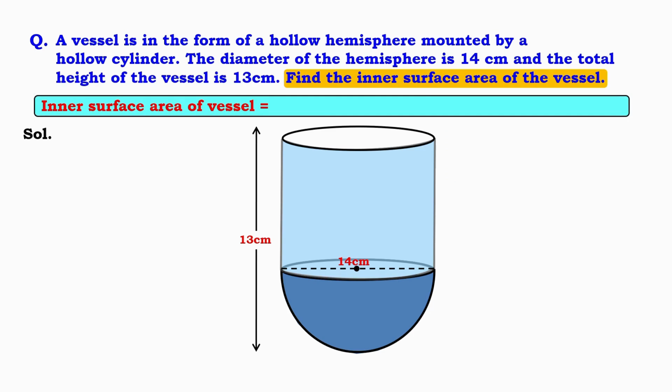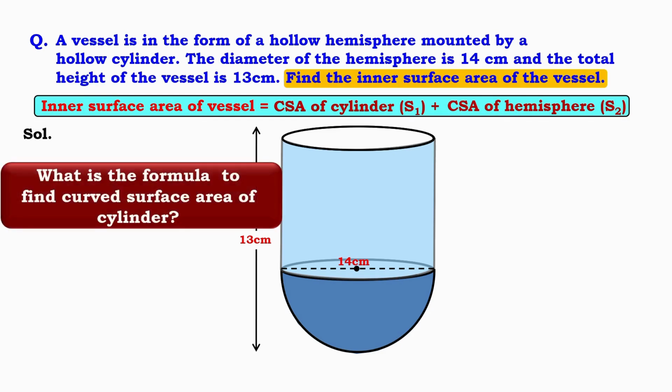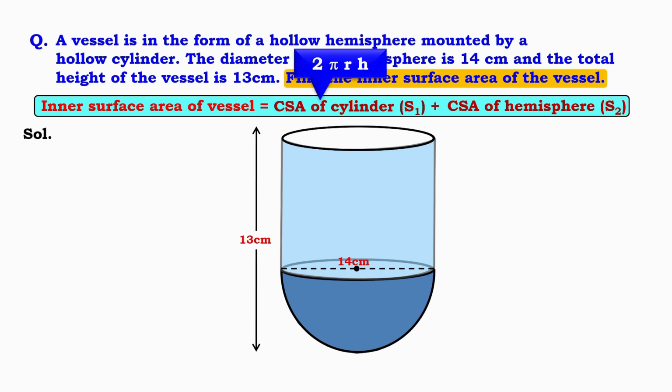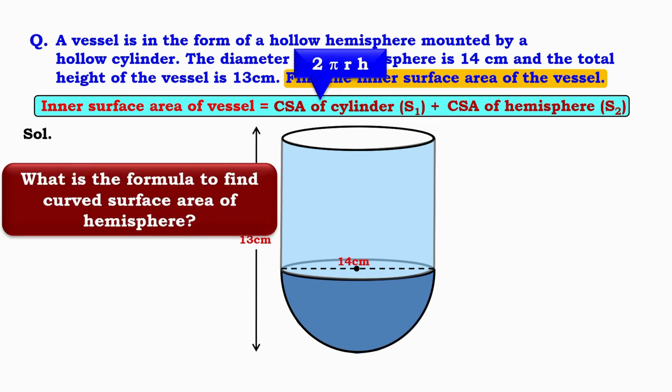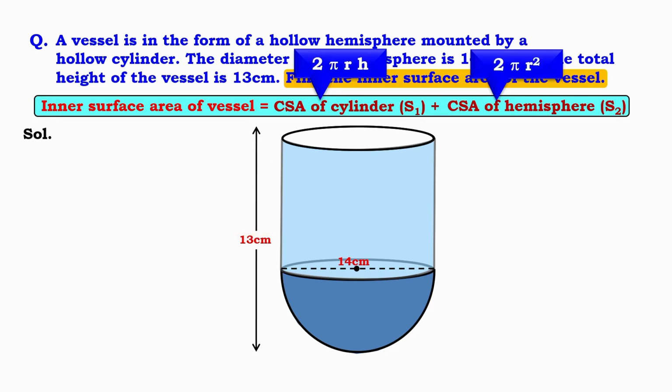So now here inner surface area of the vessel is basically what? That is the CSA, that is the curved surface area of the cylinder, which one is highlighted now, and the curved surface area of the hemisphere. Okay, so that is only the inner part. So now what we need to find? We need to find the CSA of the cylinder as well as the CSA of the hemisphere. So what is the formula for curved surface area of the cylinder? That is 2 pi r h. Now what is the formula to find the curved surface area of the hemisphere? That is equal to 2 pi r square.